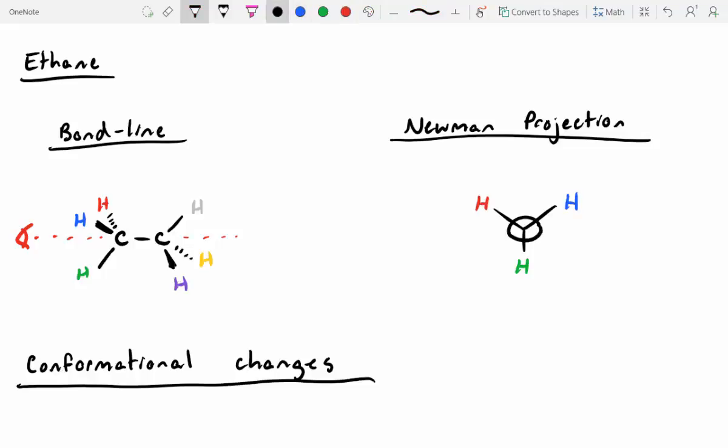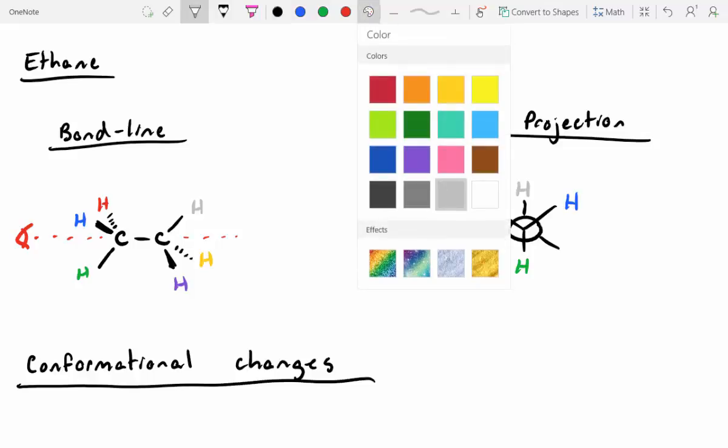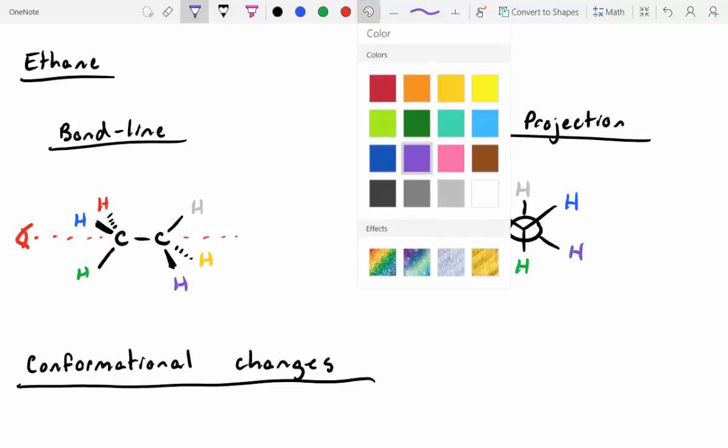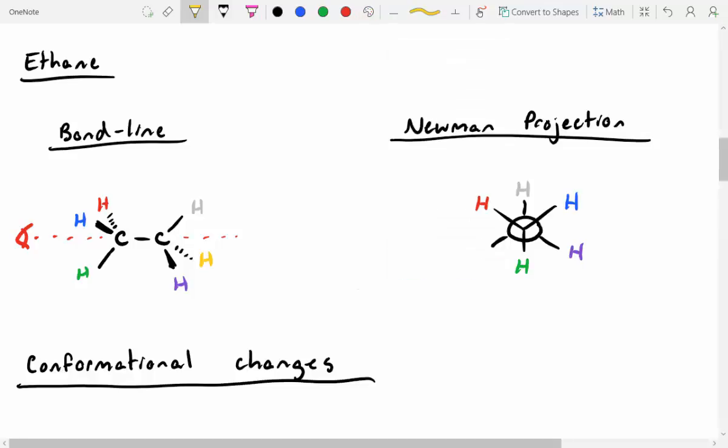Conversely, if we look at the carbon behind, we've got three hydrogens. Which one's going to be sticking straight up? Gray. So I'll put in a gray one. What would be down to the left or down to the right? Sorry, let's do down to the right. Purple. And then down to the left? Yellow. So we'll plug these all in.